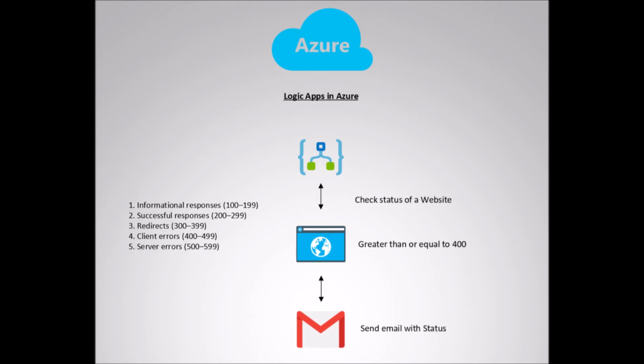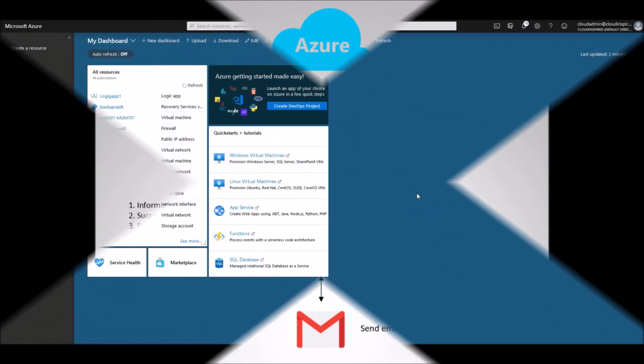Normally if a website's down, we would get an HTTP 404 or 404 Not Found error message. That would be a standard HTTP response or status code returned, and that would indicate that the website is down. After this point, the logic app will email us informing us of that issue. So let's see how simple logic apps are to create and use.